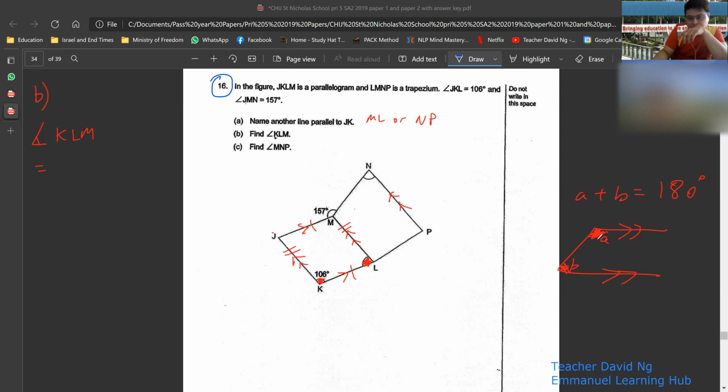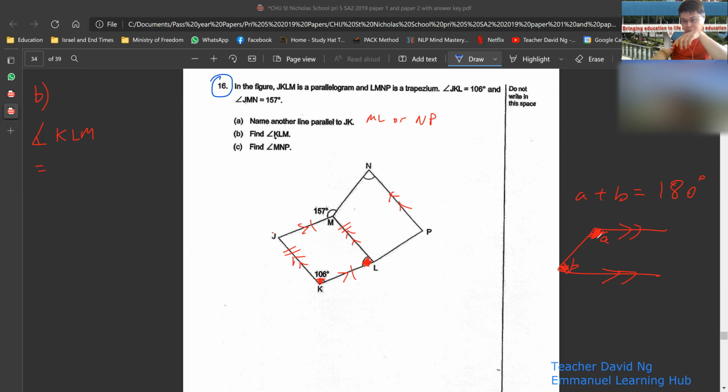Okay, they are known as supplementary angles. Supplementary angles means the two angles add up to 180. That's the definition of supplementary. Complementary means the two angles add up to 90 degrees.